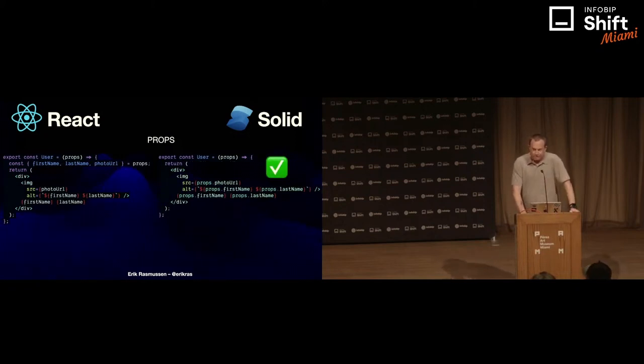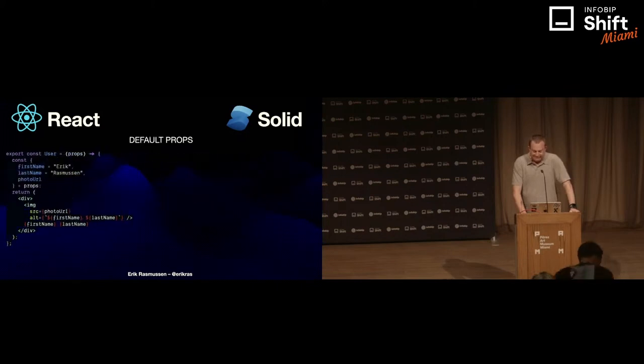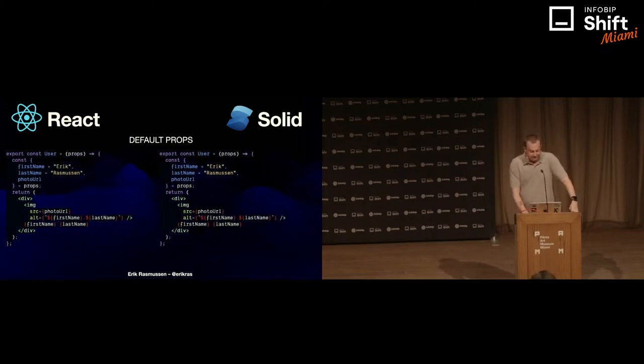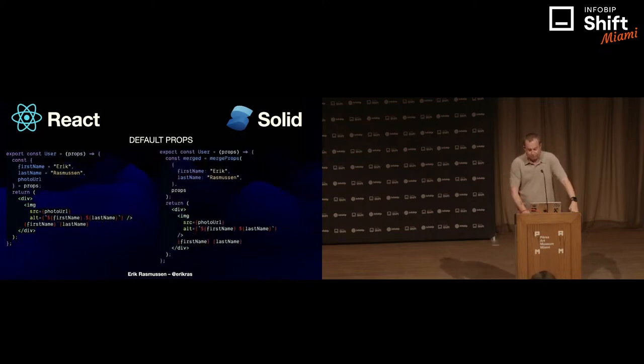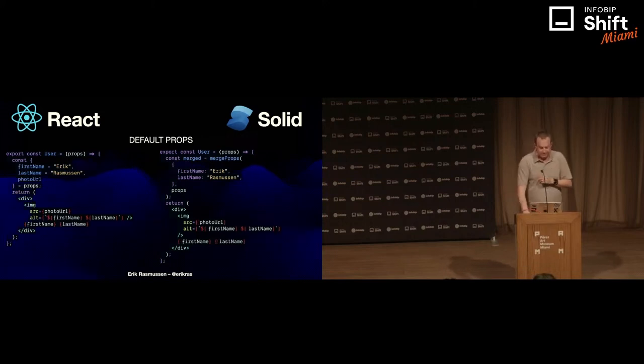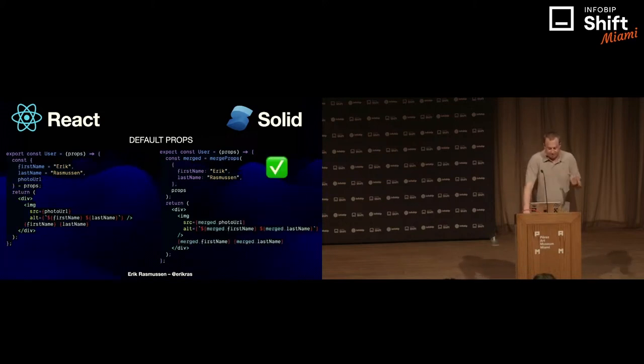But what about default props? Because the modern way in React to do default props is to do it when you're doing the destructuring. So if you can't do destructuring, how do you do that? Well, Solid provides a utility function called mergeProps, where you can give some default values, and it will create an object that is still reactive, that's still based on signals. So then you just use that in your JSX, and you're good to go.